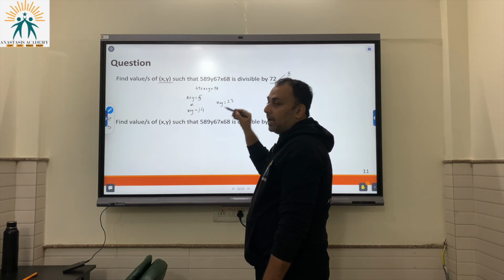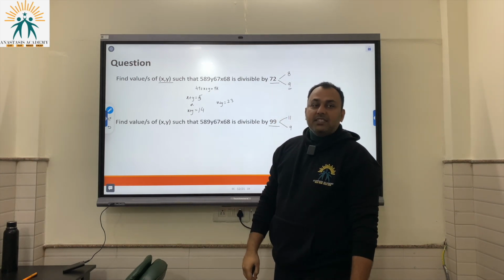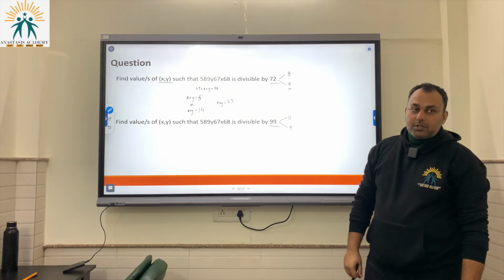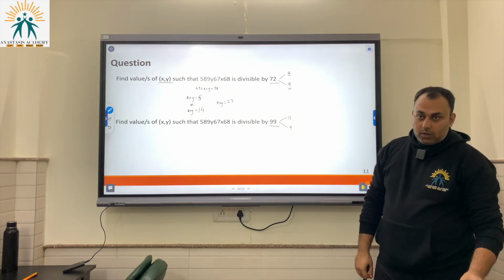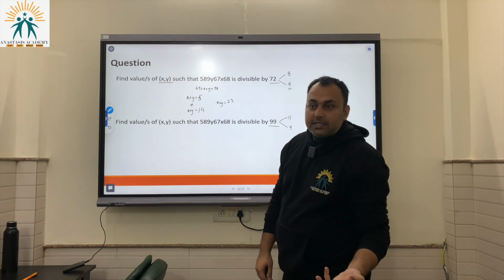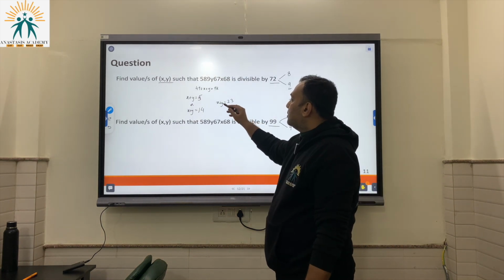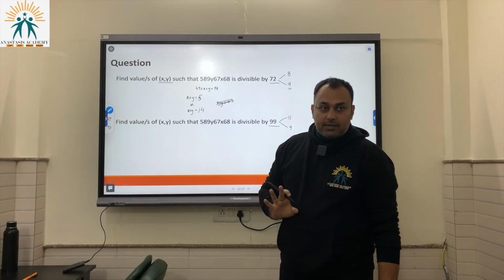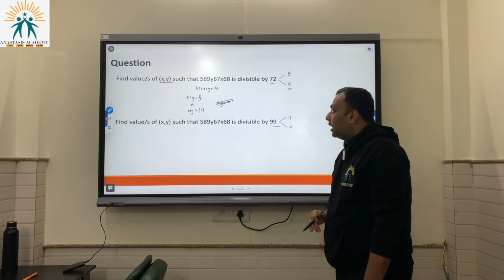Adding 9, the next multiple of 9 is 72. Can I get to x plus y equal to 23? Is this a possibility? No, because if I am adding two single digits, the maximum sum I can reach is 18. This is more than that, so this is not possible. These are the two possibilities for the sum of x and y.